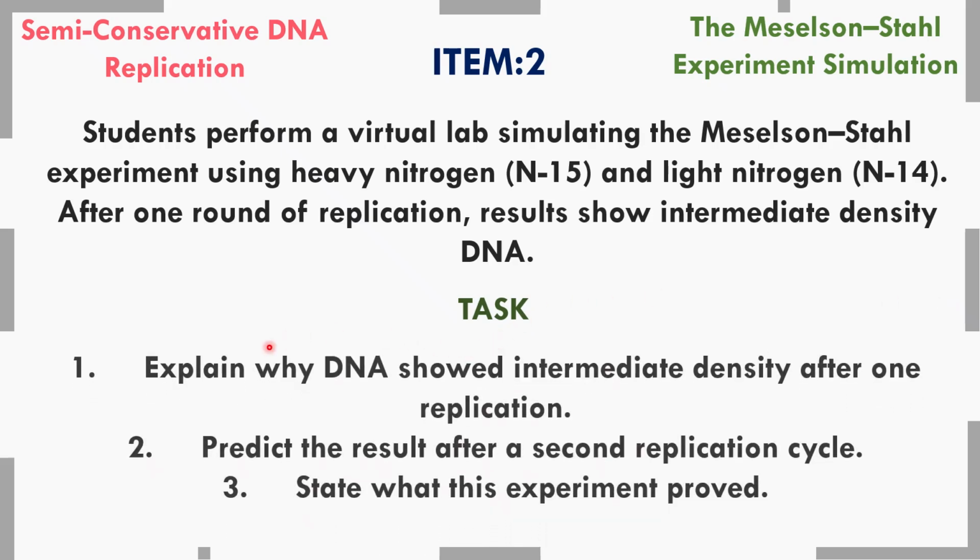Task: explain why DNA showed intermediate density after 1 replication. Predict the result after the second replication cycle. State what this experiment proved.